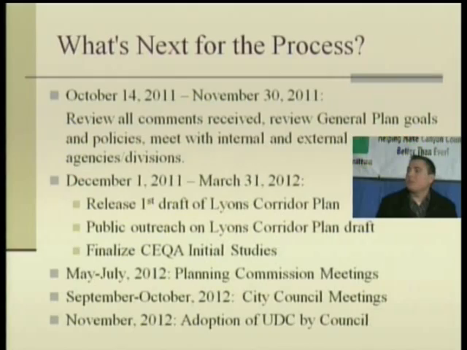We're actually hoping to get up to Planning Commission in May through July to have them take a look at this document, after the attorneys have read it, after the community's read it, and then hopefully up to City Council in September and adopted in November of 2012. That's the end of my presentation. Any questions, we'd be happy to answer it, but I definitely encourage everyone to take a look at the website as well. Yes, sir.